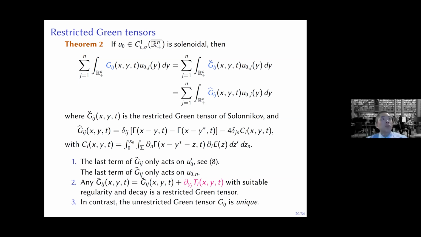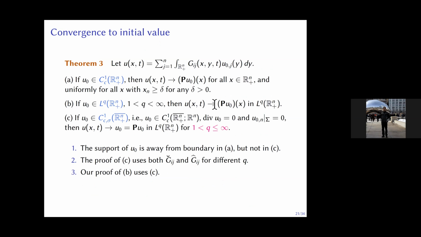Ukai's formula is in terms of Laplace transforms, and it's good for L^p estimates, but it's not good for pointwise estimates. I see. Yeah, it's good for L^p estimates, not for pointwise estimates. Thank you. Any other questions?